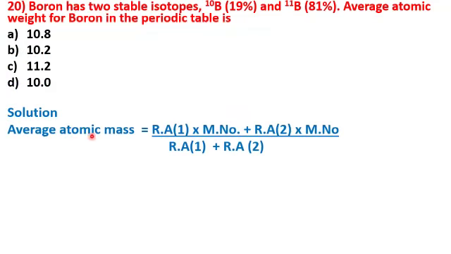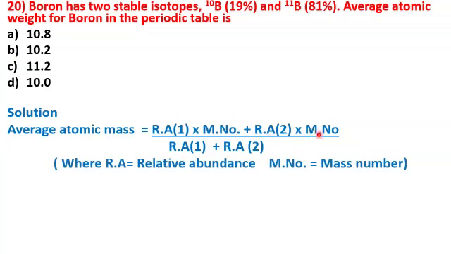So average atomic mass can be calculated by using the formula: relative abundance of first isotope into mass number of first isotope plus relative abundance of second isotope into mass number of second isotope, divided by relative abundance of first isotope plus relative abundance of second isotope. So RA here represents relative abundance, NO represents mass number.